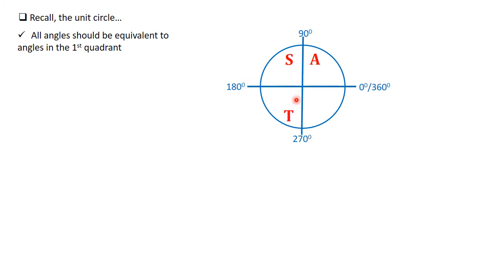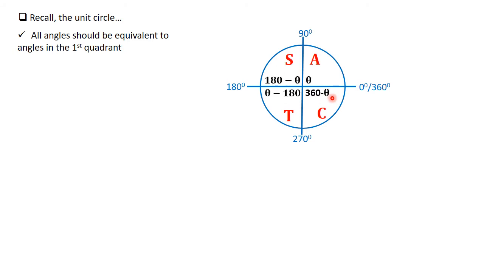Another thing is that tan is the only one that is positive for an angle that is between 180 and 270. That means sine and cosine are negative. And of course, cosine is positive for all angles between 270 and 360. That means sine and tan are negative.